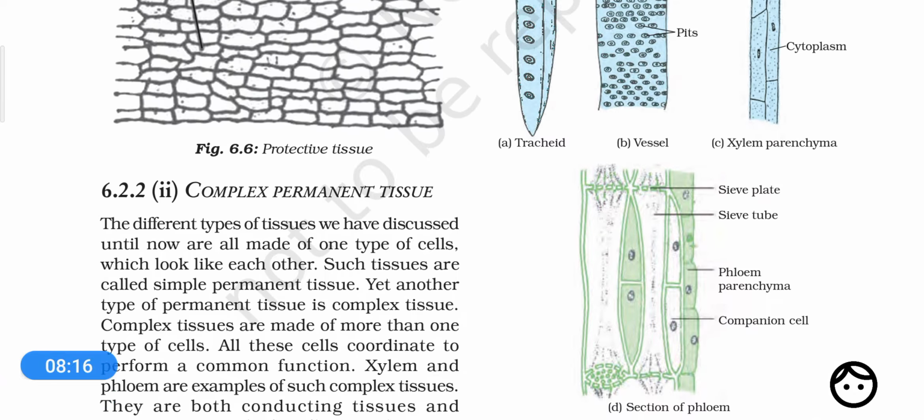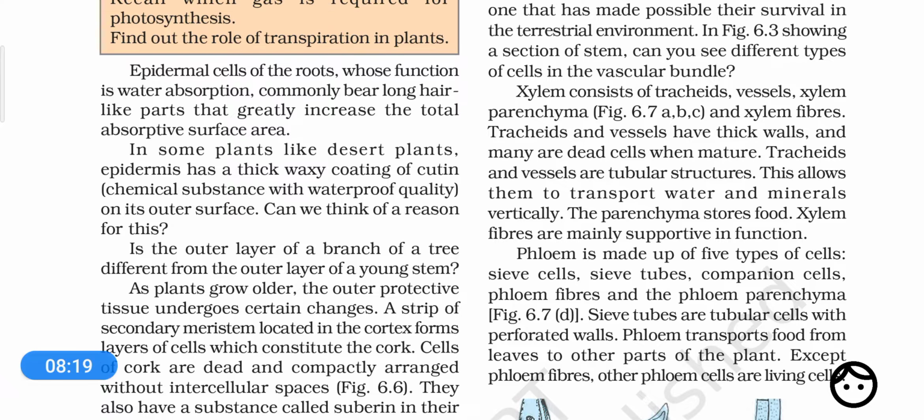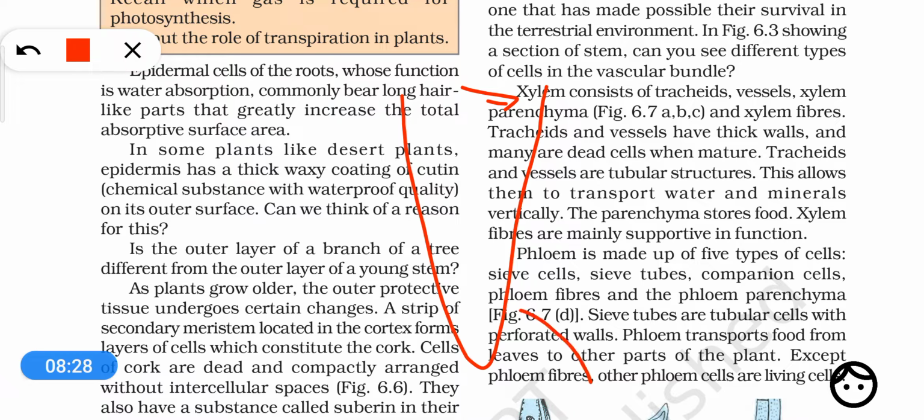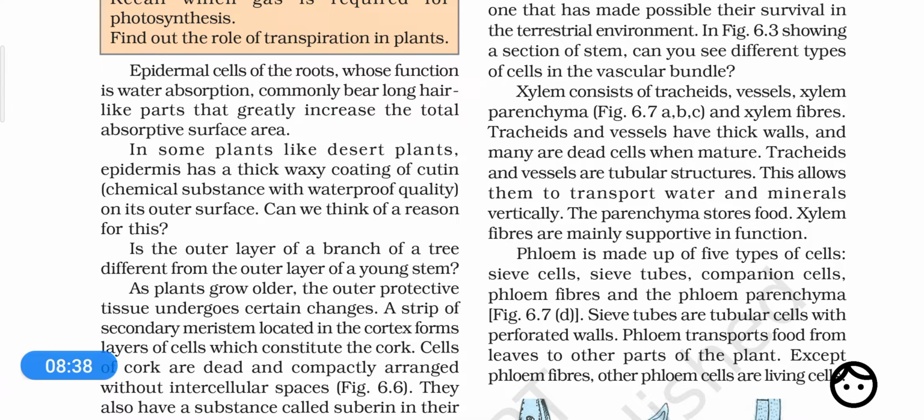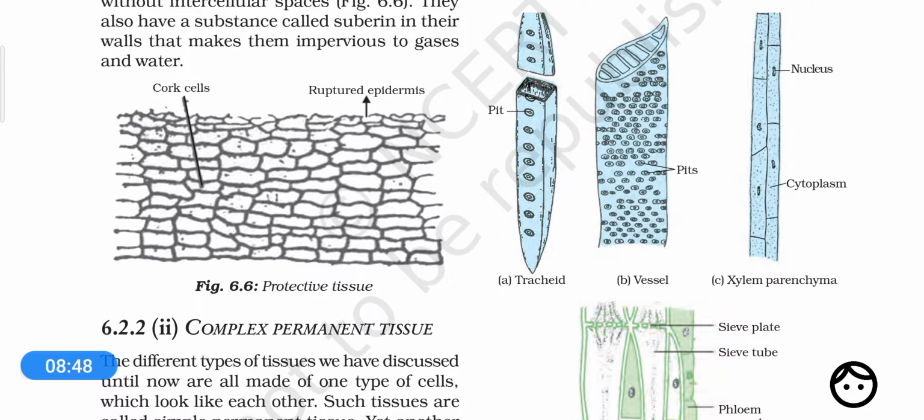Now let's talk about xylem. So xylem, here starts the xylem. The function of the xylem is to conduct water and minerals from root. You know that root absorbs water plus minerals. So function of xylem is to conduct water plus minerals towards upside or upper parts of the plant. Now xylem consists of four different types of cells: tracheids, vessels, xylem parenchyma, and xylem fiber, which is also called xylem sclerenchyma. Here you can see in this figure, tracheid, vessel, parenchyma are shown.